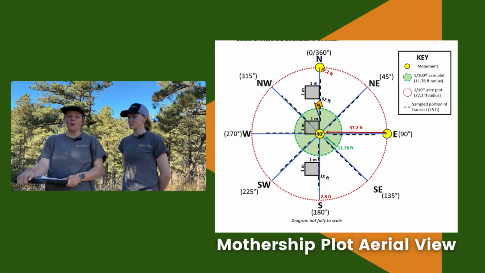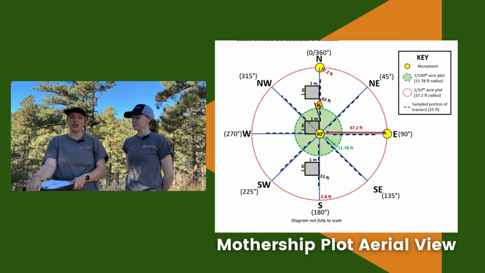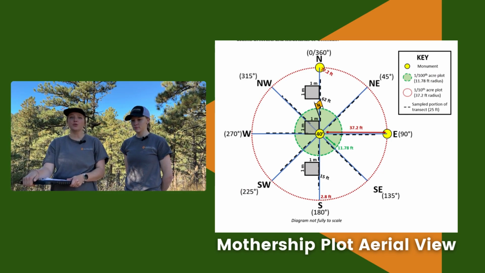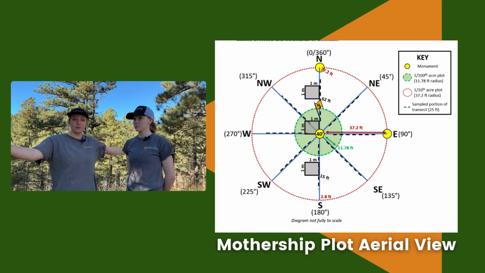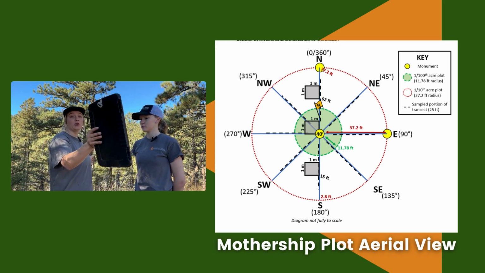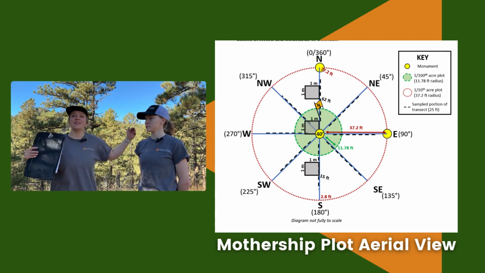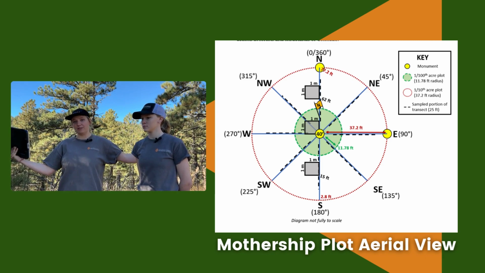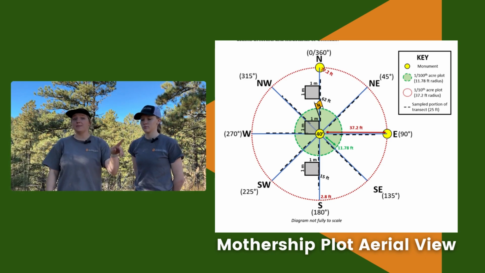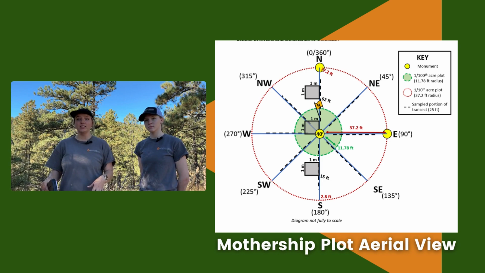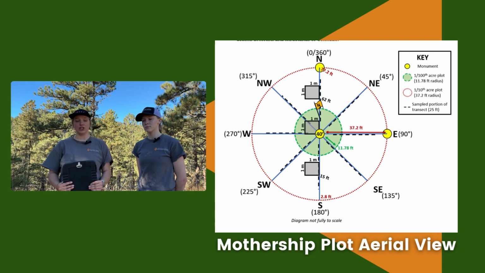Cool. So now we have 3 more transects to set up, and we're going to use the exact same process. One transect is going to be east-west, one transect is going to be northeast-southwest, and the other transect is going to be northwest-southeast. So again, we'll just do the same exact process, but in those other directions, to end up with 4 transects.